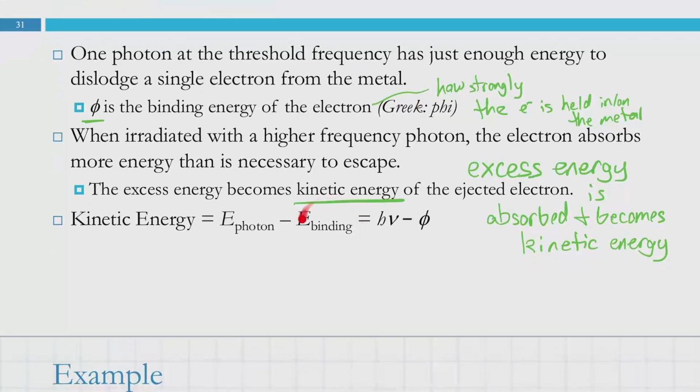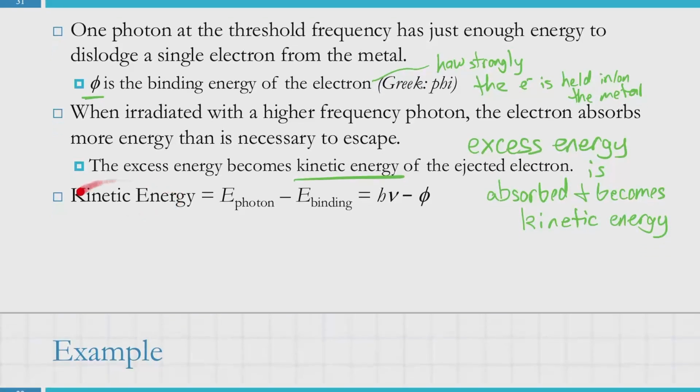So we lose a little bit because of the binding energy, this phi symbol. And then the rest turns into kinetic energy. And so the kinetic energy of the ejected electron is the energy of the photon, and the energy of the photon is h, Planck's constant, times nu, which is frequency. That's one of the two forms of the energy equation that we saw before. This is the one we didn't use, minus the binding energy, how tightly the electron is held in the metal, which has the symbol phi.